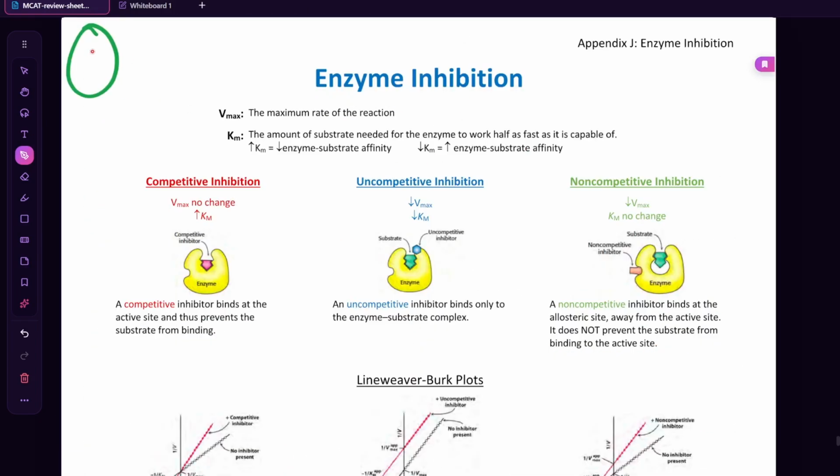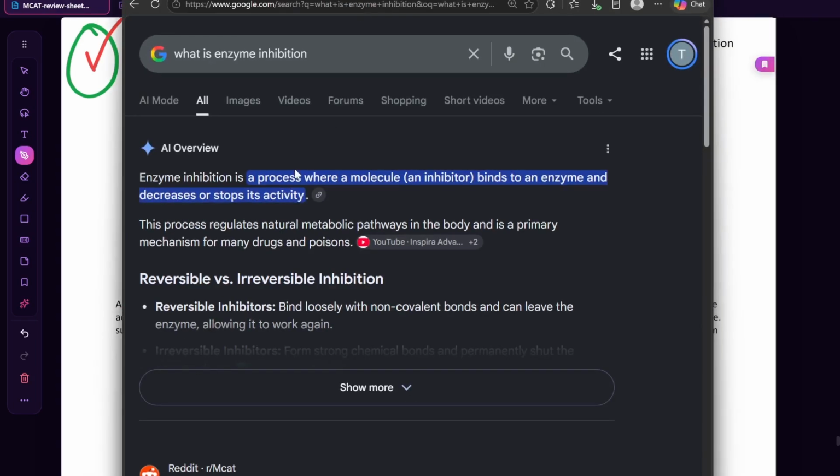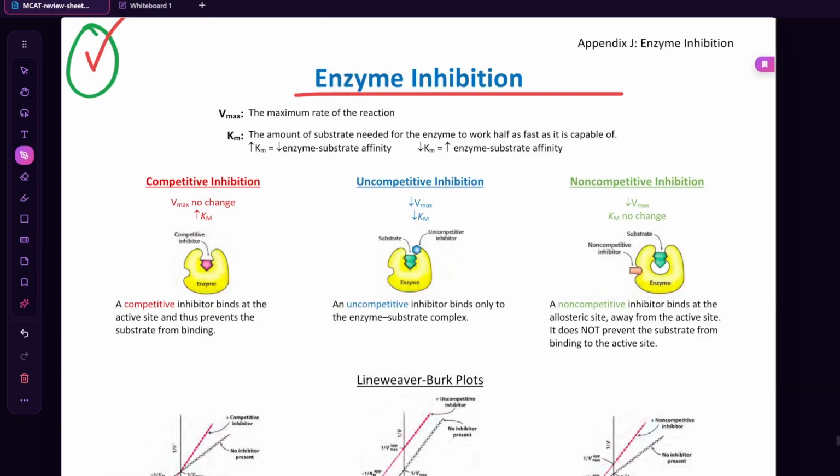All right, so we're going over, finally, enzyme inhibition. So I'll put a check mark there. What is enzyme inhibition? Enzyme inhibition explains the process where a molecule, or inhibitor, can bind to that enzyme and decrease or stop its activity. So in other words, we have things called inhibitors that can bind to enzymes. Like this one is a competitive inhibitor, it binds inside of this enzyme, and it inhibits its activity in some way. So we're going to discover more about that.